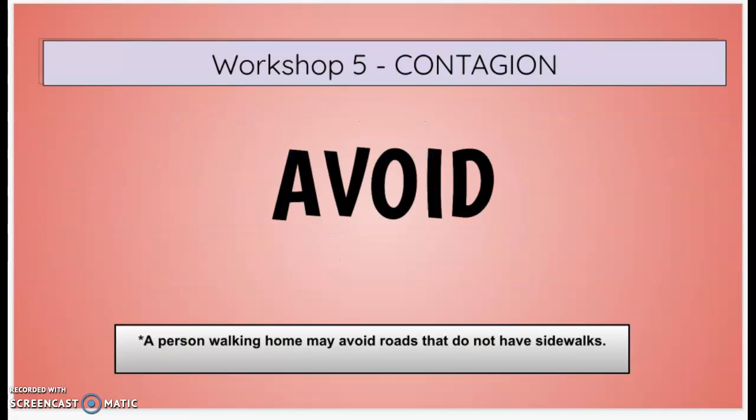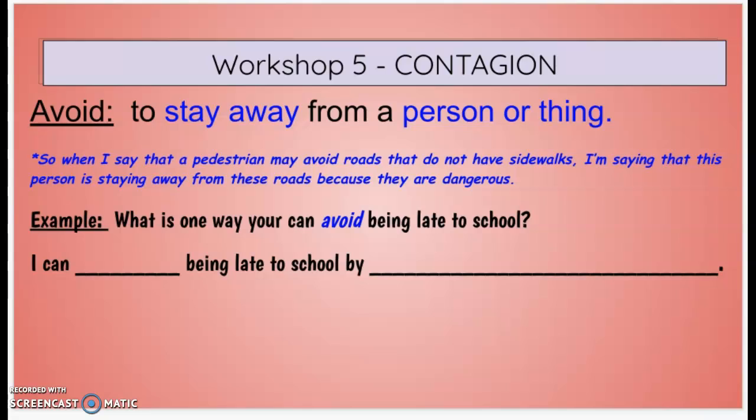Our next word is avoid. So I might use this sentence. A person walking home may avoid roads that do not have sidewalks. So to avoid means to stay away from a person or thing. So when I said that a walker, a person, or a pedestrian may avoid roads that don't have sidewalks, I'm saying that this person is staying away from the roads because they're dangerous. They feel unsafe walking on them.